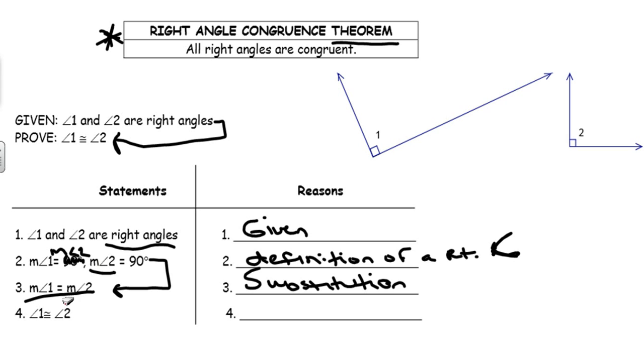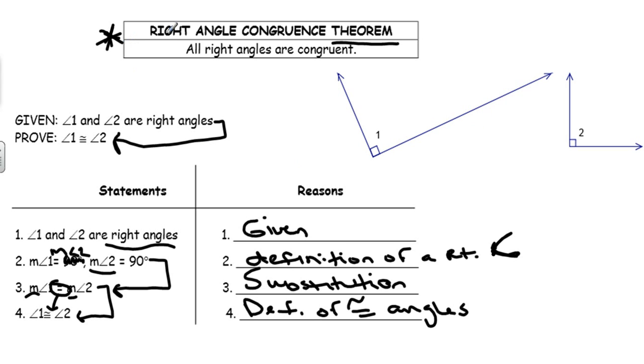Okay, and then my last step says that the measure of angle 1 equals measure of angle 2, and then it becomes angle 1 is congruent to angle 2. And all we've done here is we've changed the equal sign into a congruent sign and got rid of the measures. And when we do that, just like with segments, we're talking about the definition of congruent angles. The definition of congruent angles says that angles that are congruent are also equal, or angles that are equal are also congruent. So it's called the definition of congruent angles.